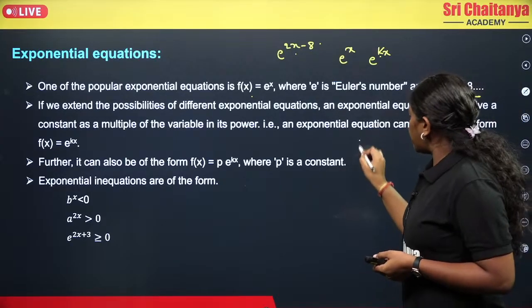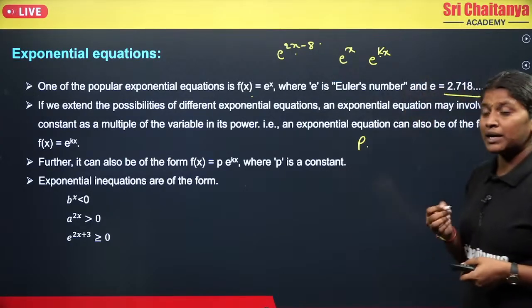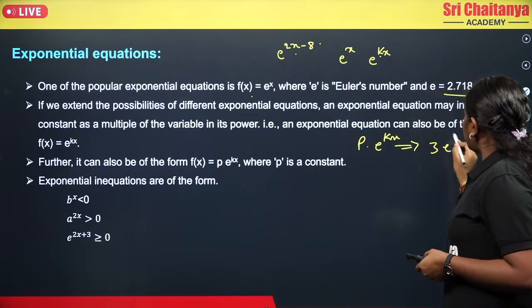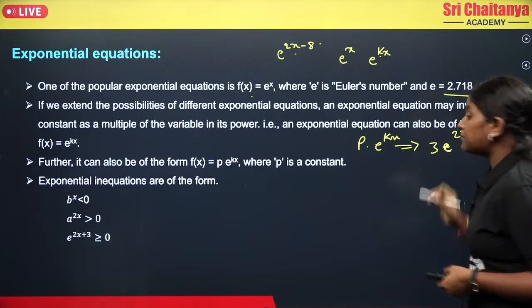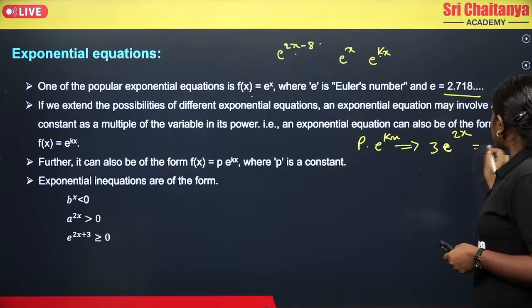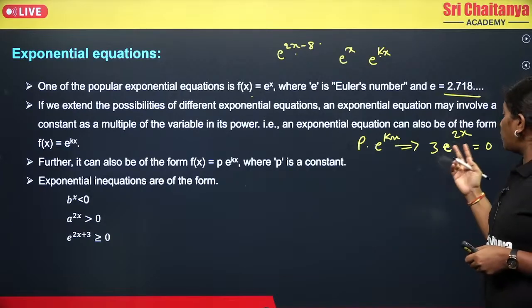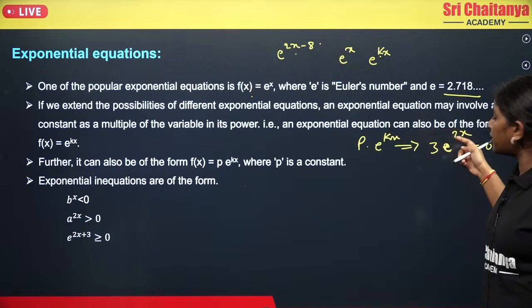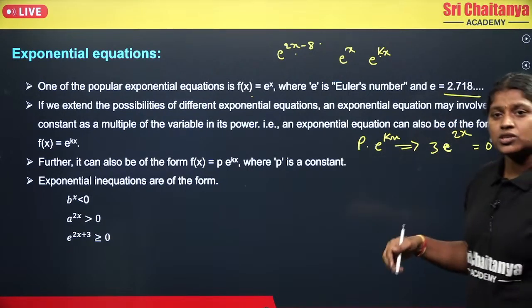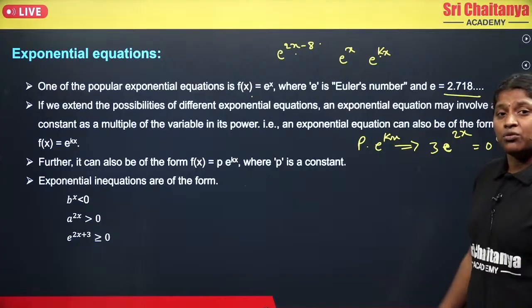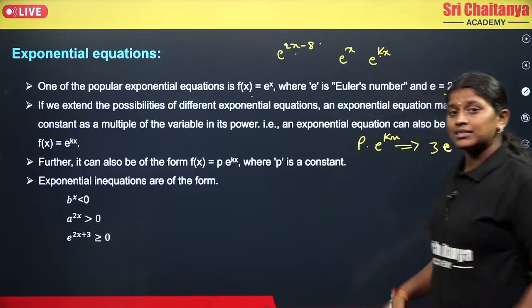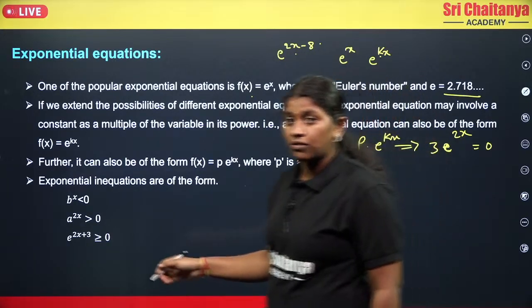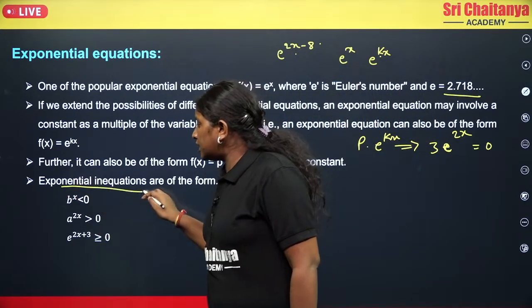Now another form, if you take, p is a constant which is multiplied with e to the power kx. Now suppose you take 3 e to the power 2x, the simple equation will be 3 e to the power 2x equals 0. Fine. Now if you observe clearly, we have 3 which is a constant, and in the form of kx also we have the value of k as 2 which is also a constant. Now for the same exponential equations, instead of the equals sign, if you take an inequality sign, then we will get exponential inequalities.